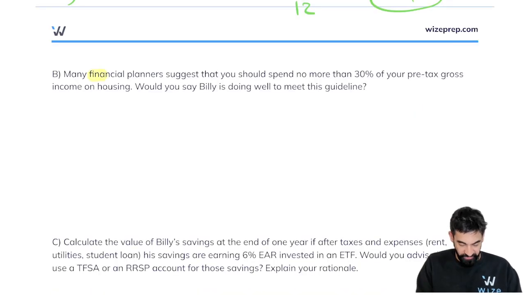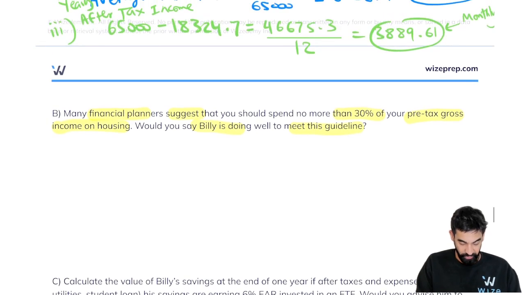Part B, it says many financial planners suggest that you should spend no more than 30% of your pre-tax gross income. Pre-tax. Would you say Billy is doing well to meet this guideline? Well, what is his pre-tax gross income? It is $65,000. So pre-tax, how much is his monthly income?